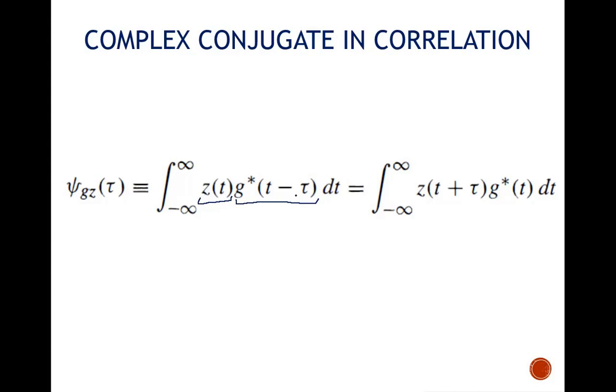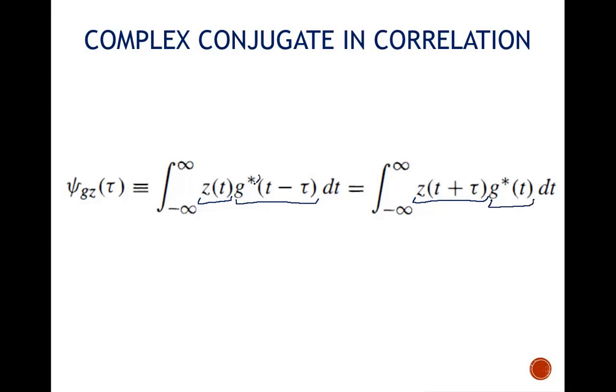So g(t) has been delayed in this case, so that it overlaps with the signal z(t). So this delay is in order to have a time overlap between the two signals. And then we can also write the same expression by advancing one of the signals. So for example, in this case, we have advanced z(t) by the same amount of tau, so that both of these signals, z(t) and g(t), overlap.